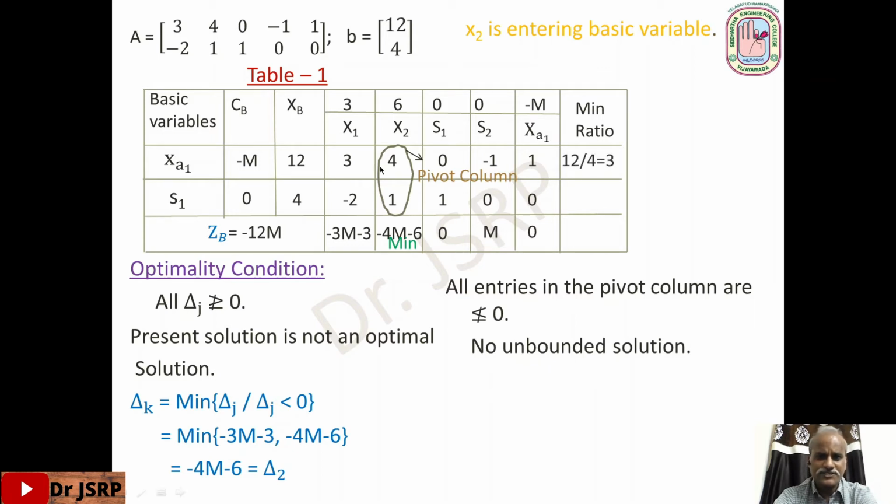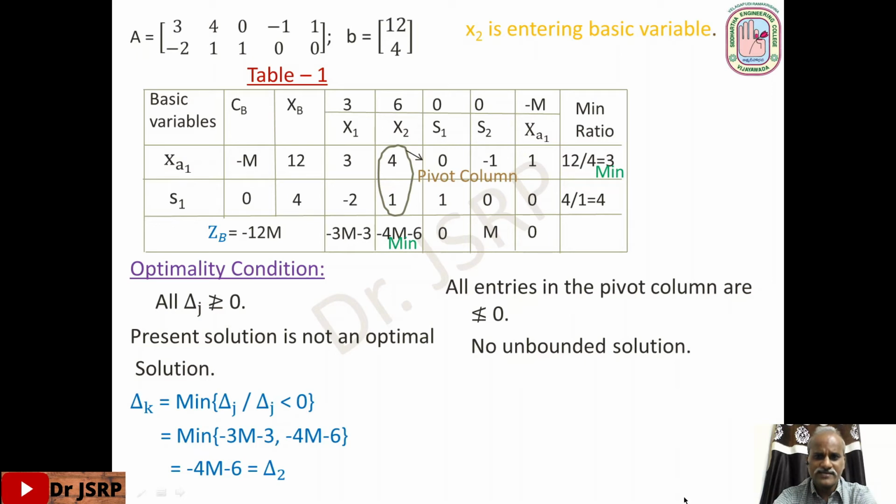Next, to find minimum ratios. So here this is positive value. Take the ratio with corresponding solution 12 by 4. That is 3. This is positive value. Take the ratio with corresponding solution 4 by 1. This is 4. So minimum of these two is 3. The corresponding variable xa1 is leaving basic variable.